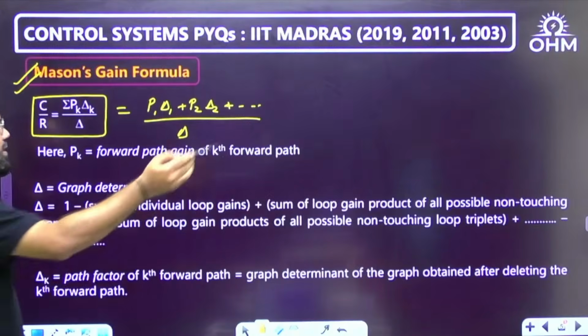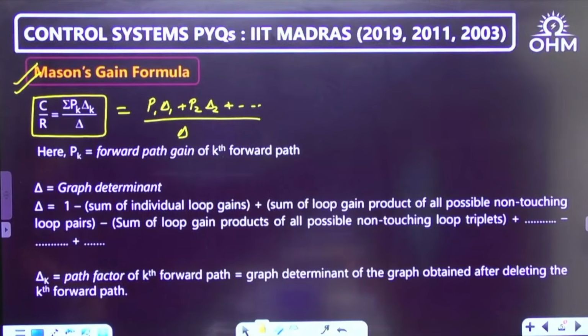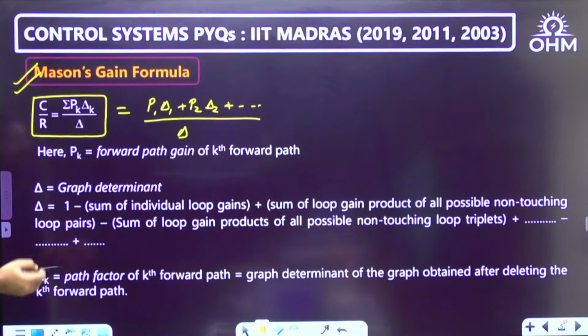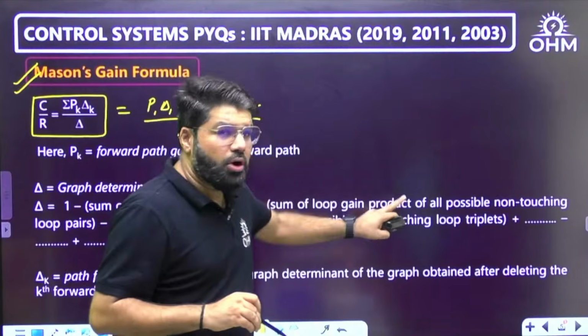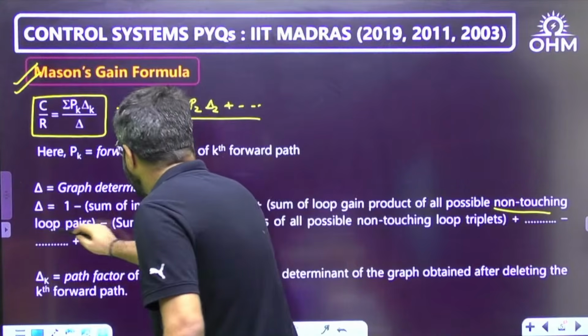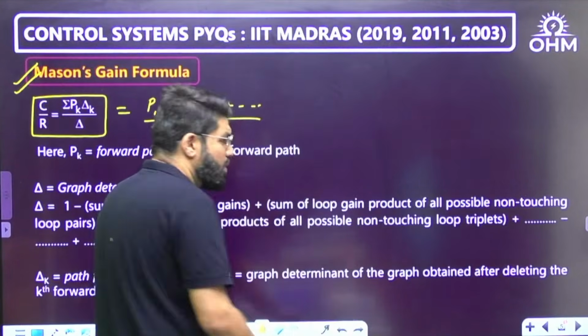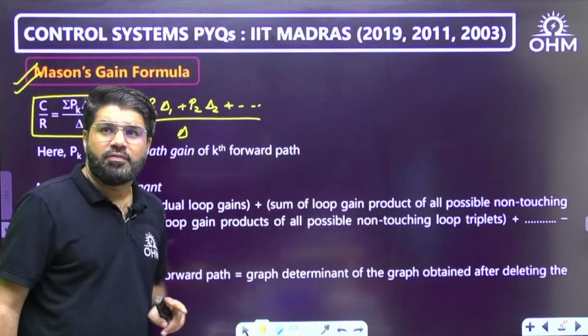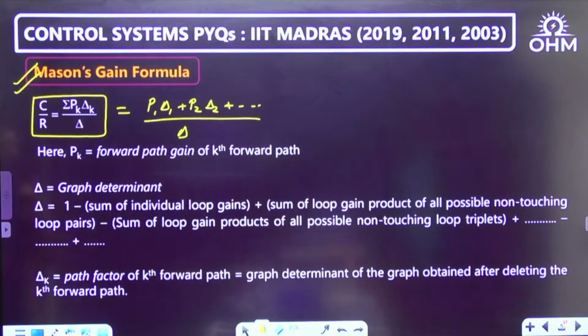P1, P2 are nothing but the forward path gain of the kth forward path. A quick review: delta is the graph determinant, which is equal to 1 minus the sum of all the loop gains, then plus the sum of loop gain products, but the product is only taken for non-touching loop pairs. If there is a non-touching loop triplet, 3 loops non-touching to each other, then we also take the loop product of that triplet, etc. Let's understand the loops and graph determinant with reference to this example, and then come to the path factor.